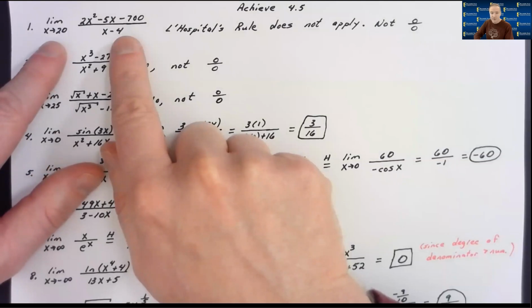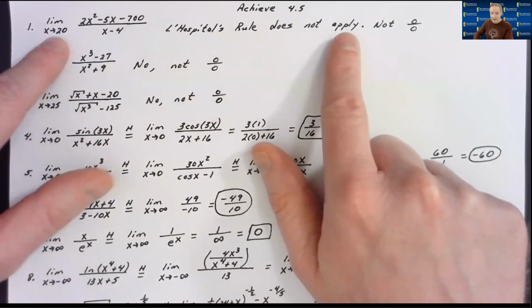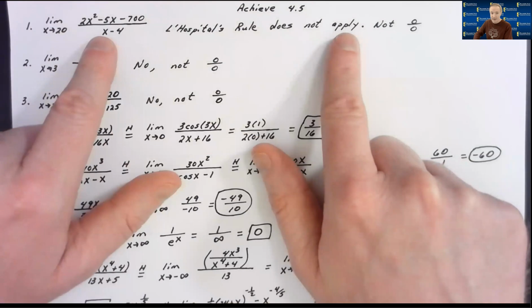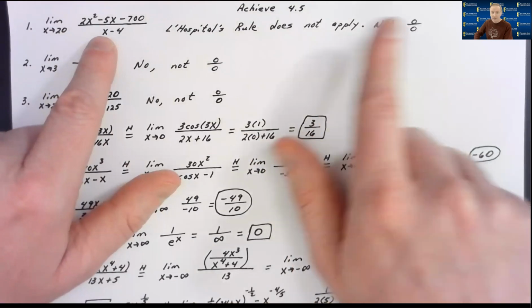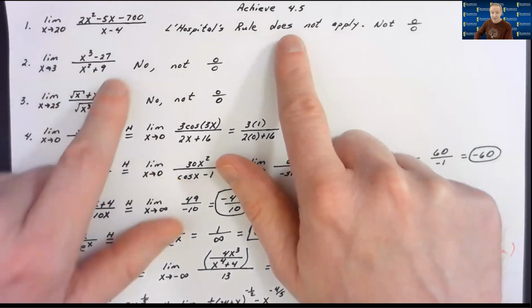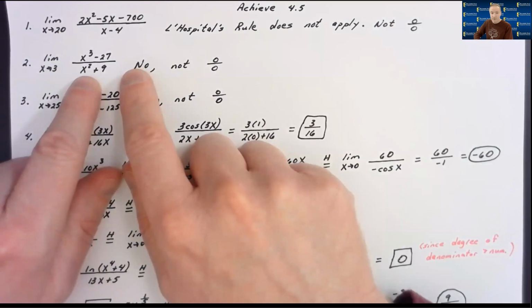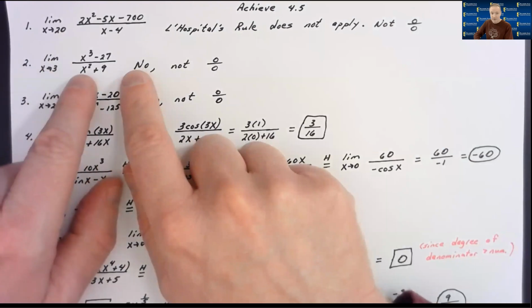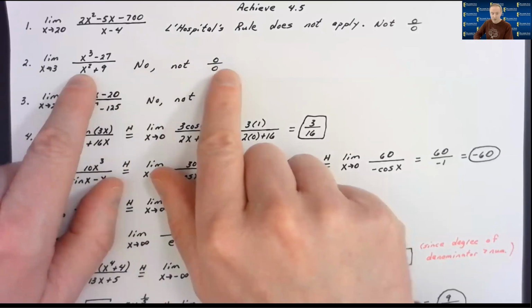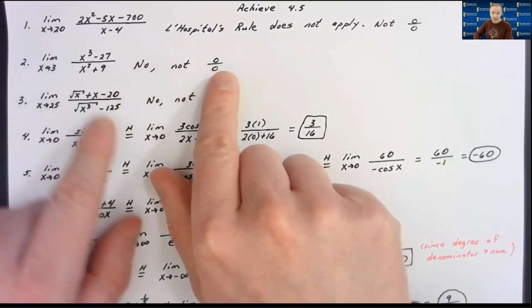So in this first one, it was just asking, does L'Hopital's rule apply? And all I had to do is quickly plug 20 into that denominator and say, well, the denominator is not 0. Therefore, since it's not 0, L'Hopital's rule does not apply. In the second one, same thing. If it's not 0 over 0 or infinity over infinity, L'Hopital's rule does not apply. If you try to plug a 3 into your denominator, you would get an 18. As soon as you know that, you know L'Hopital's rule does not apply.